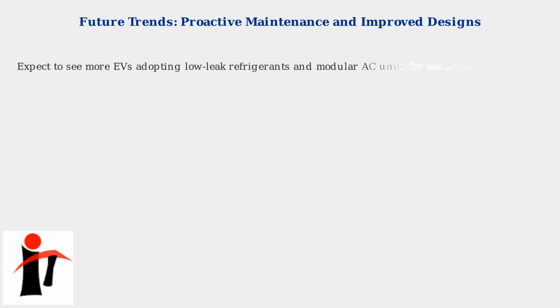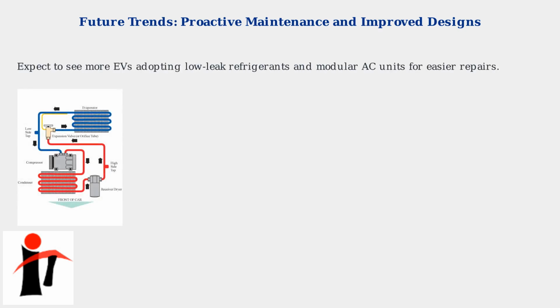Looking ahead, more electric vehicles influenced by Tesla's approach will adopt low-leak refrigerants that are more environmentally friendly and reduce the risk of system failures. Additionally, modular AC units will become common, making repairs faster and less expensive by allowing easy replacement of individual components.